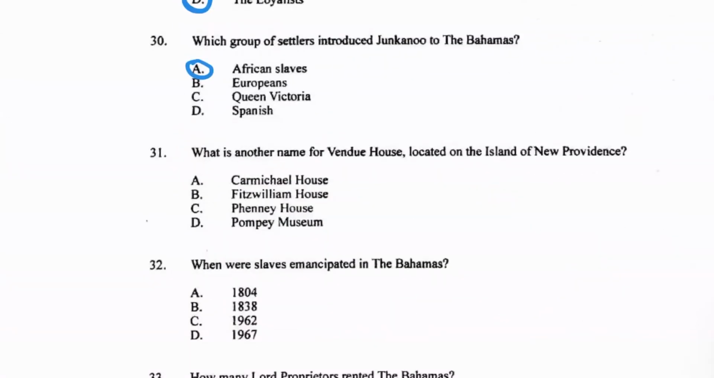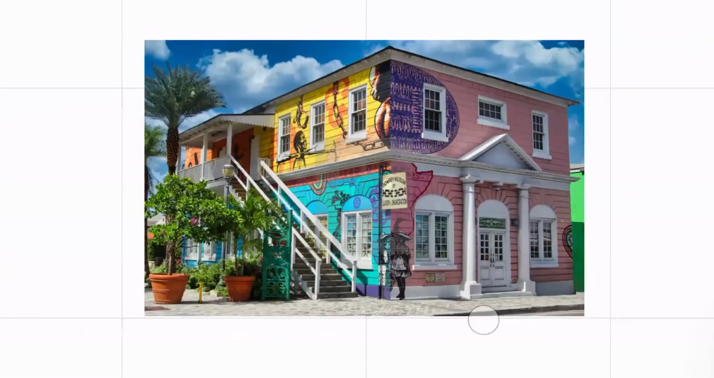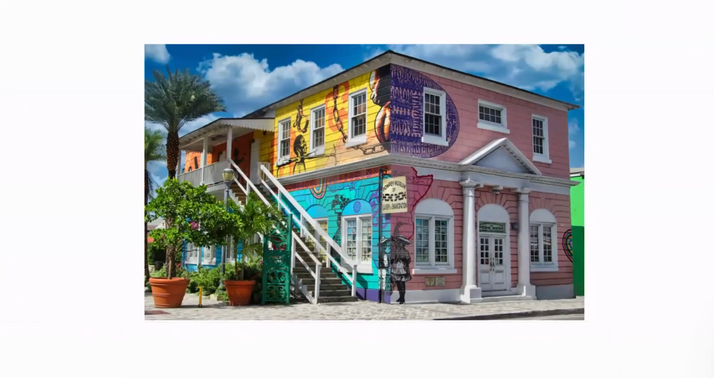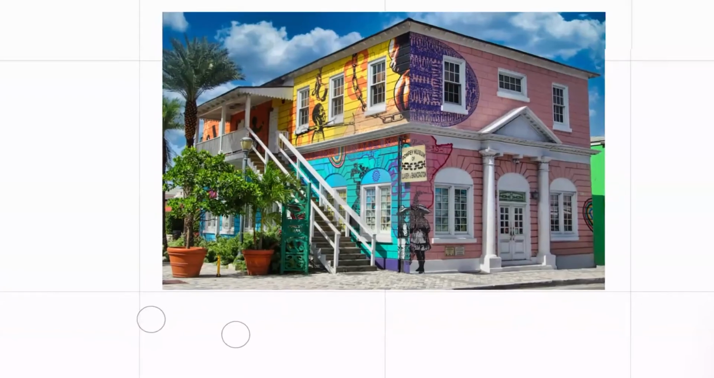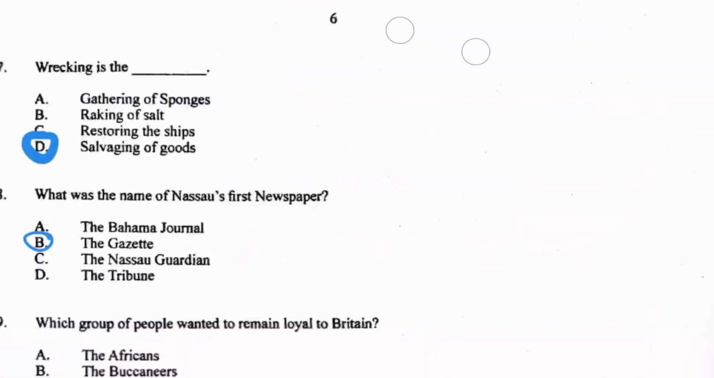What is another name for Vendue House located on the island of New Providence? Which is it? I'm getting D. Yeah, it's D, the Pompey Museum. And for those of you who may have never seen it before, that's a picture of the Pompey Museum. It's located in Nassau. It's where the slaves were sold. That's a modern day picture, of course.